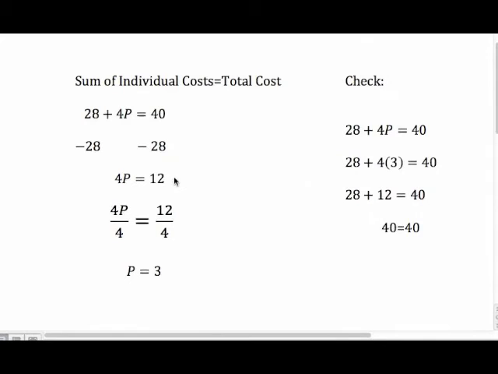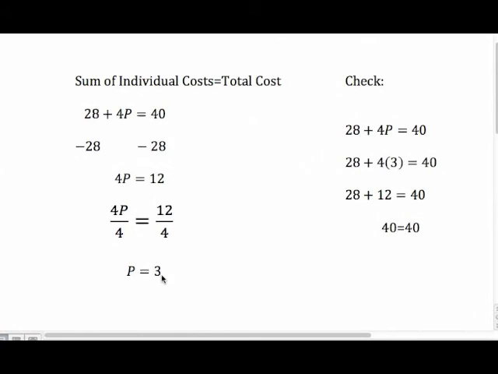Now I have to get rid of the 4, which is being multiplied by the P. So I need to do just the opposite. I'm going to need to divide by 4 to get rid of it. And I need to make sure I do that to both sides to keep it balanced. So 4P divided by 4 gives me P. 12 divided by 4 gives me 3. And so now I have P is equal to 3. And I have P by itself, so I must have solved the equation.